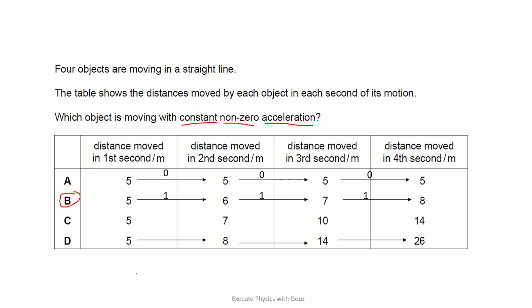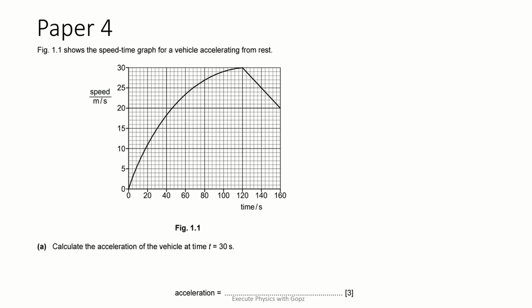For your understanding, let's take the D part also. So it is moving from 5 to 8. So what is the difference? 3. Again, from 8 to 14, what is the difference? 6. From 14 to 26, the difference is 12. So this is an example for non-zero acceleration. It is not constant. It is an example for just non-zero acceleration. Okay, if the question says constant non-zero acceleration, the correct option is option B. Okay, hope you have understood. Moving to the next question.